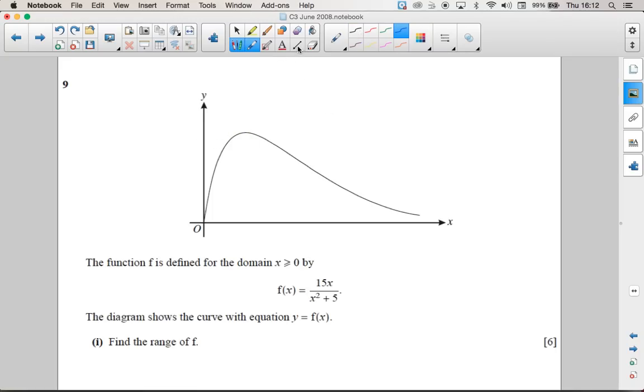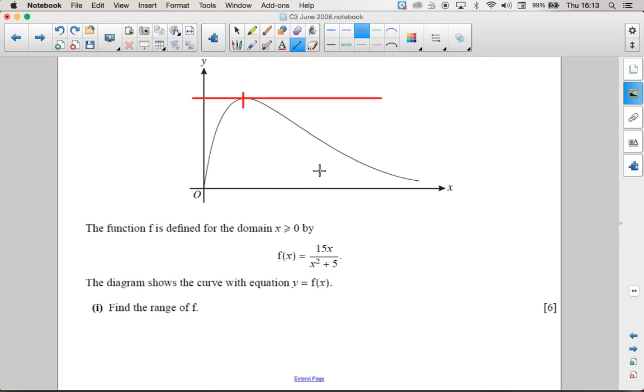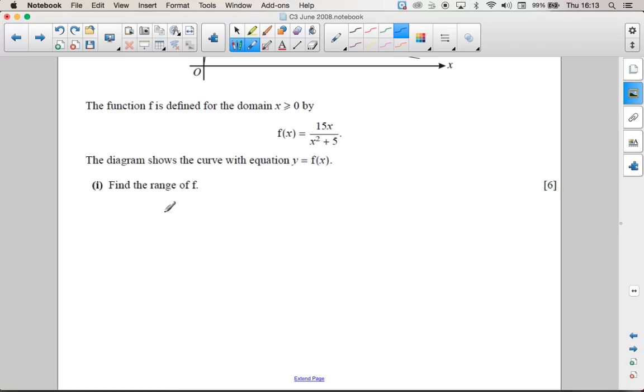And to find the range of a function, you can see here we're looking for its maximum point, its stationary point. Because it's not a quadratic, it's something else. We can't complete the square of it, we're going to have to differentiate. So f dash x is what we're looking for.